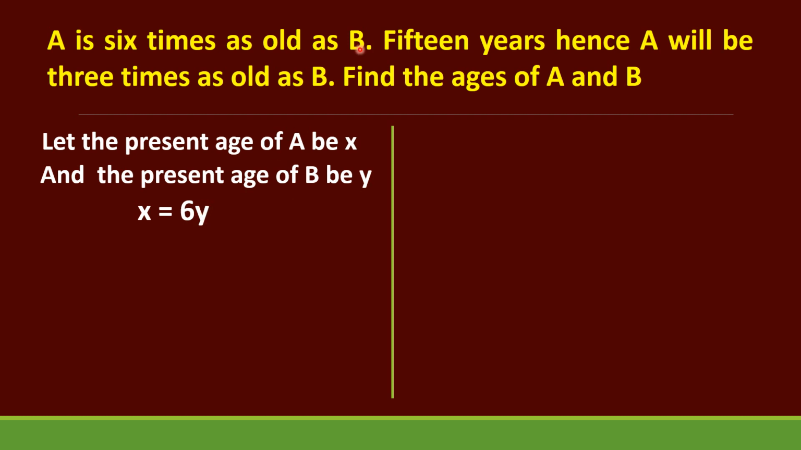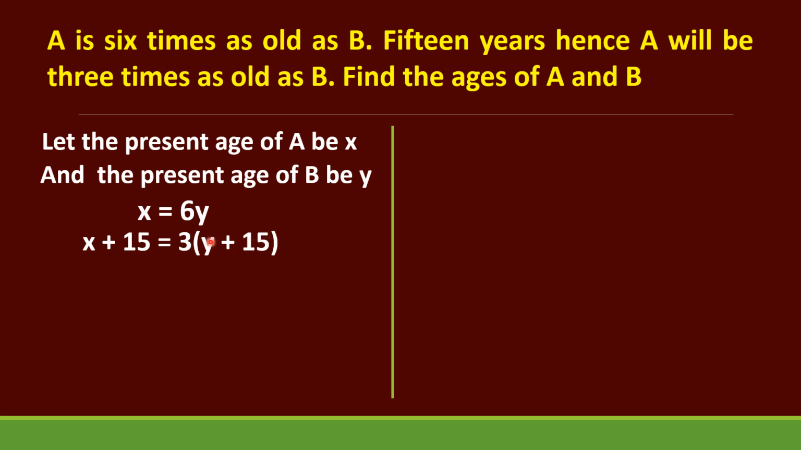Then in the second part of the question it is given 15 years hence A will be 3 times as old as B. Now this is the present situation. After 15 years A will be x plus 15 and B will be y plus 15. And at that time A will be 3 times as old as B. That means x plus 15 is equal to 3 into y plus 15, the age of A at that time equals 3 times the age of B at that time.